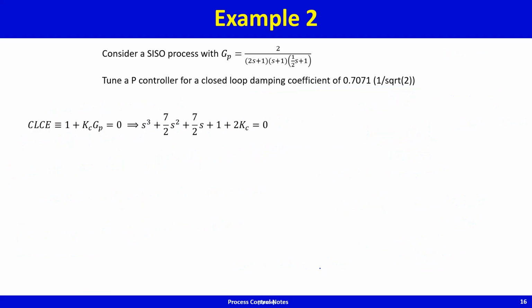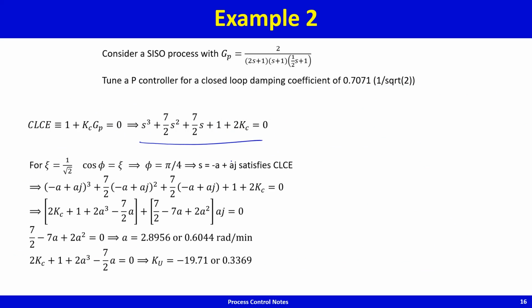So to summarize, we write the characteristic equation, and then as I explained, for a damping coefficient of 1 by square root 2, s equal to minus a plus aj must satisfy the closed loop characteristic equation. When we substitute and do the necessary algebra, we get a real part and an imaginary part, and both of these must go to 0. From the imaginary part going to 0, by solving the quadratic, we get two potential values for a.